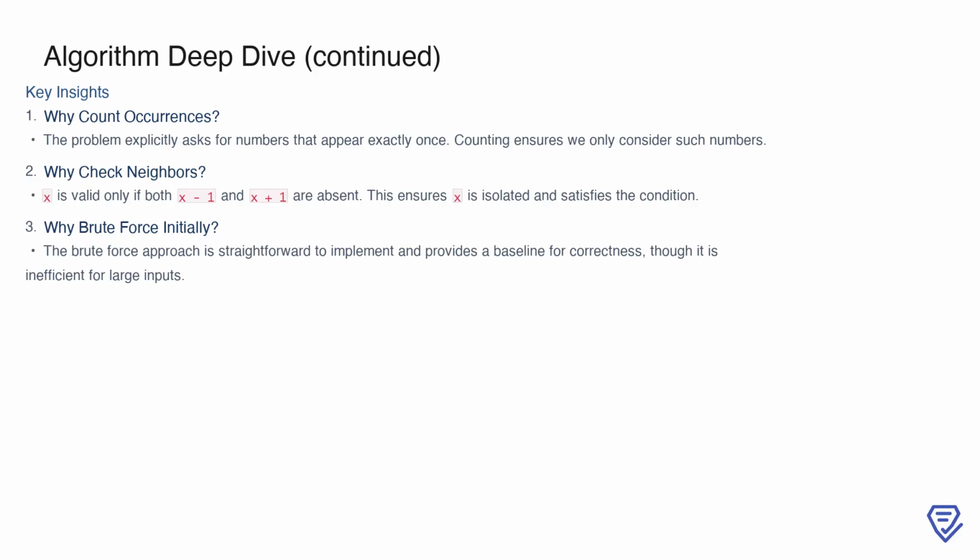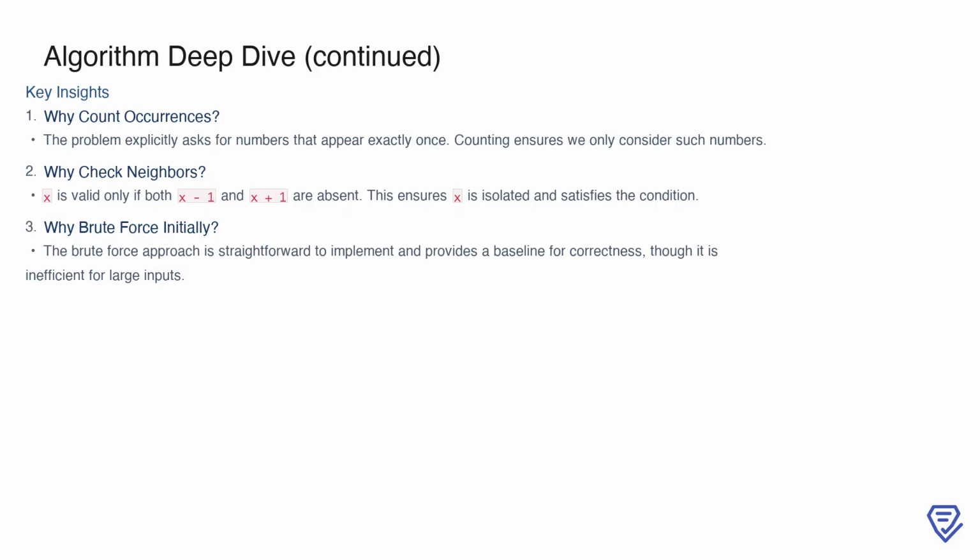First, counting occurrences is essential because the problem explicitly requires us to find elements that appear exactly once. Without this step, we cannot filter out elements that occur multiple times. Second, checking for neighbors ensures that the element is truly isolated. If either x minus 1 or x plus 1 exists, the element cannot be considered lonely. Finally, while the brute force method is inefficient, it serves as a baseline for understanding the problem and confirming the correctness of our logic. It provides a clear, step-by-step way to solve the problem, even if it's not the most optimal solution.